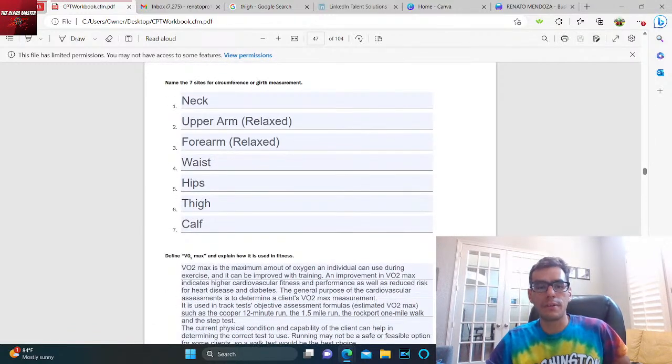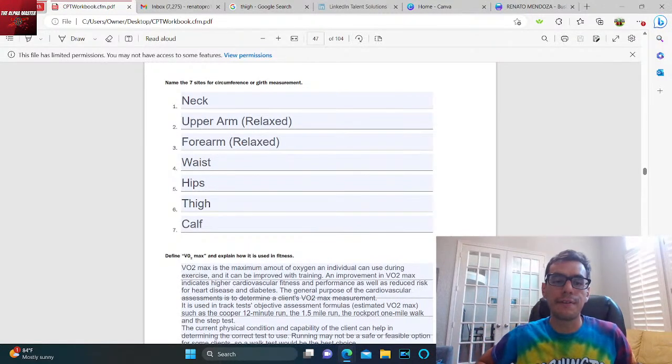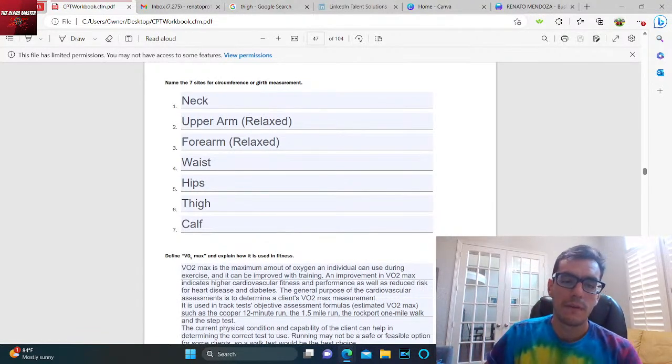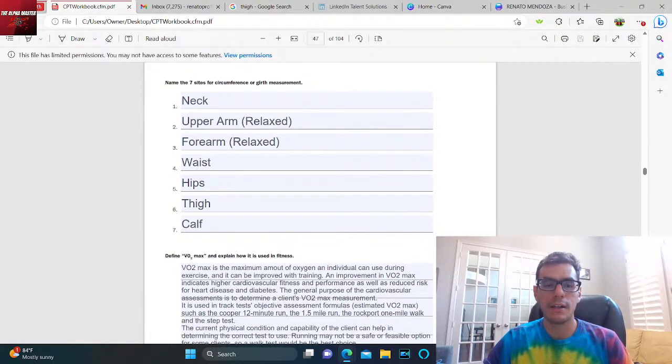The seven sides of the circumference gauge measure. Remember the neck, the upper arm relaxed, the forearm relaxed, the waist, the hips, the thigh, and the calves.